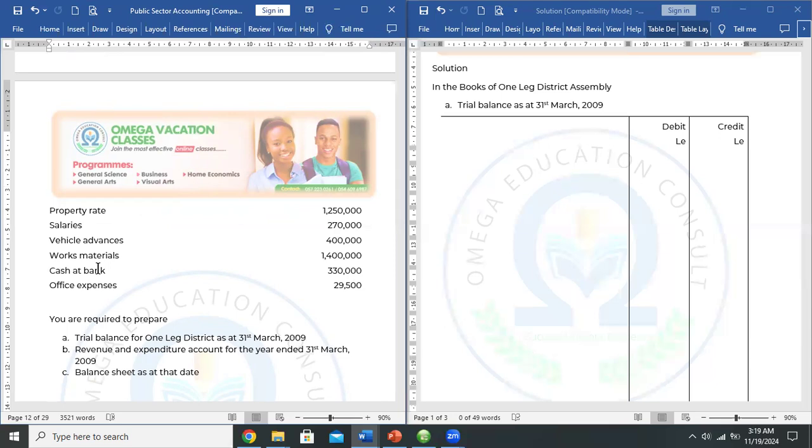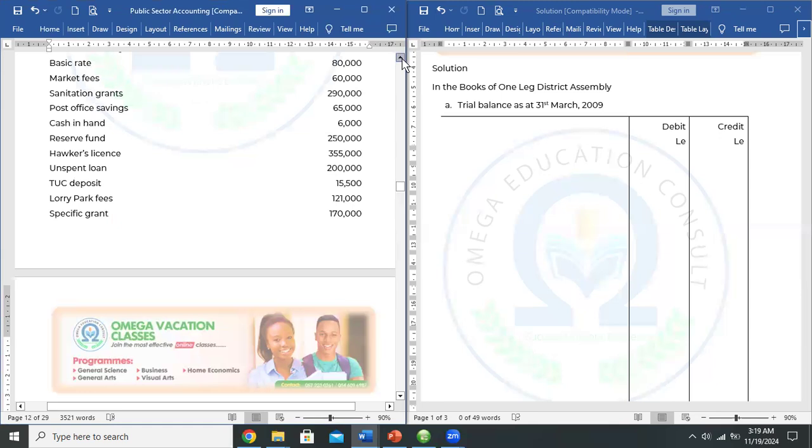And as you see on my screen here on the right, I have the books of One Leg District Assembly. This district assembly forms part of the local government. So this is not the central government, it's the local government, like your district where you come from. I'm from the Aguna West or Aguna East district. I'm sure some of you are from Accra Metropolitan Assembly and all that. Great.